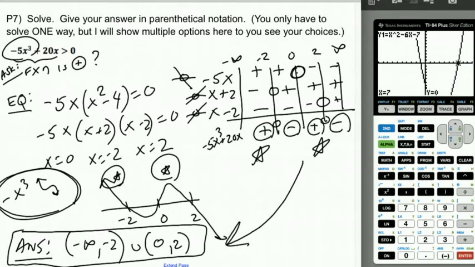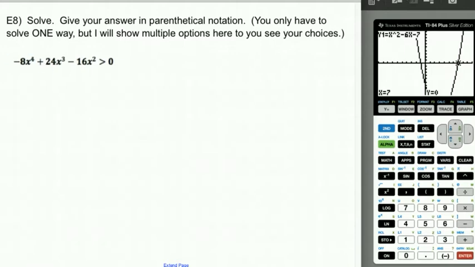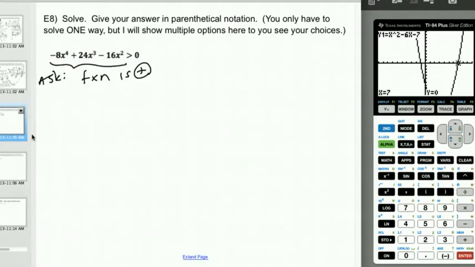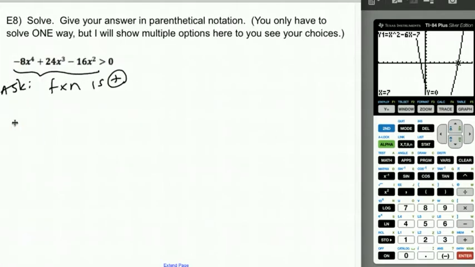All right. Okay, so E8, same idea, just a little bit longer. So again, the question here is when is this function positive, right? Because it says strictly greater than 0. So that's the thing I'm being asked. So now I'm going to take a look at that equation. I want when -8x to the 4th plus 24x cubed minus 16x squared is 0.